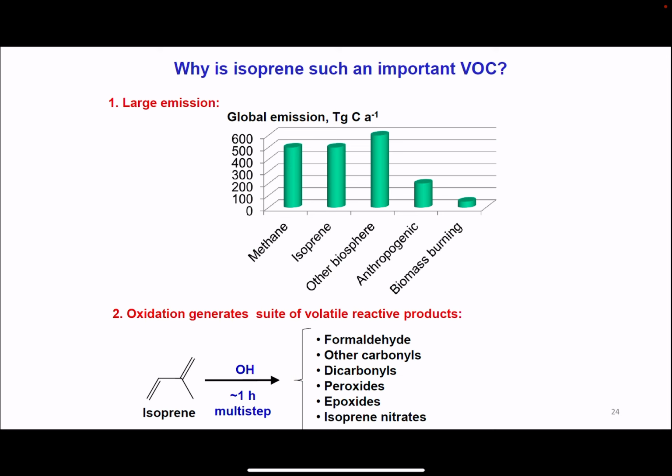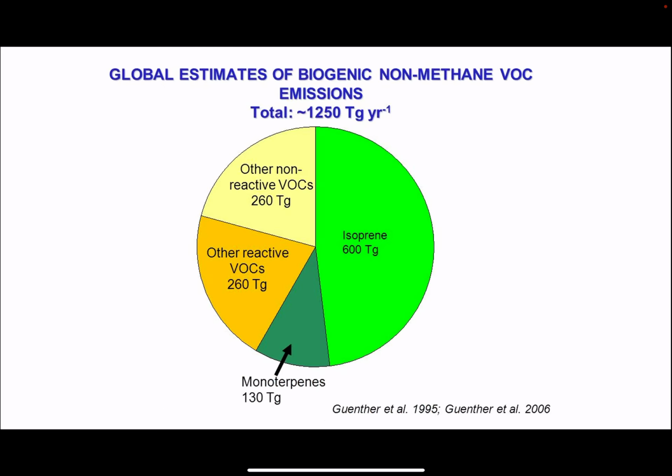Isoprene is an important VOC partly because it's the largest in terms of emissions. It's almost as high as methane. But it's also interesting because it oxidizes in the atmosphere with OH, remember, which everything oxidizes with. This is what isoprene looks like from a molecular perspective. And it forms really reactive products. So isoprene leads to formaldehyde, carbonyls, dicarbonyls, all sorts of things are formed from isoprene. And here's a pie chart looking at the global estimates of these, and you can see again isoprene, monoterpenes, and then other reactive emissions.